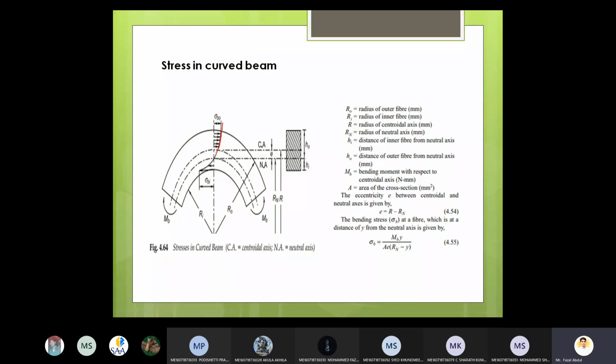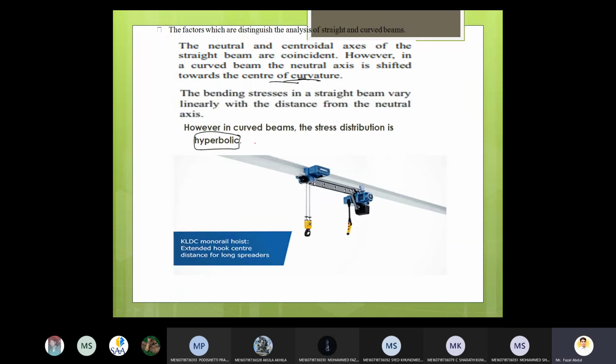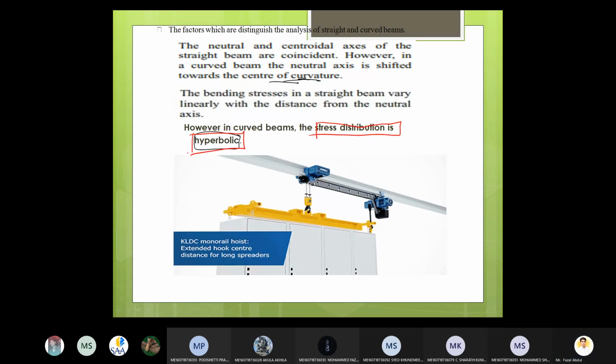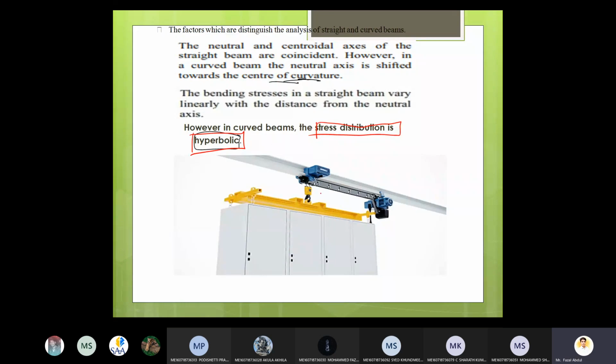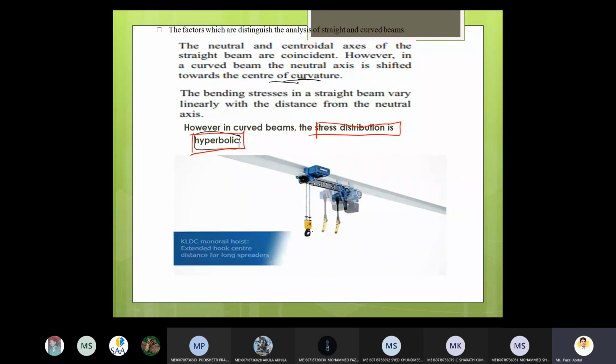So this red color line highlighting here, the distribution of the stresses is going to be shown here as hyperbolic. This is a common question in the GATE examination. In the curved beam, the stress distribution is of hyperbolic form. It's a common question.